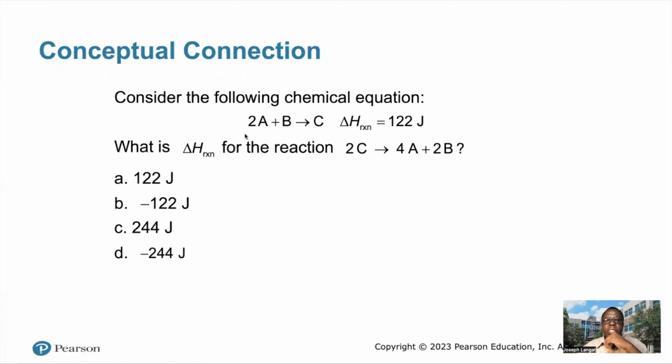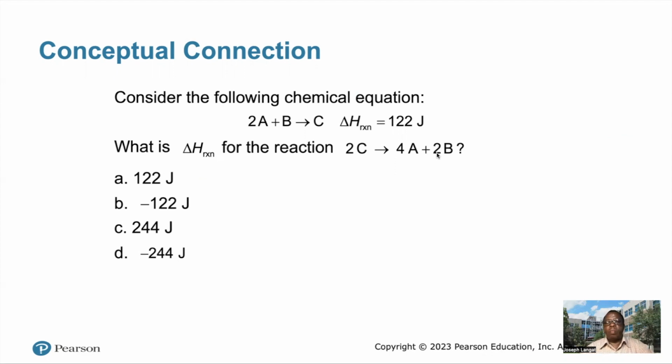For example, this is a thermochemical equation where 2 moles of A combine with 1 mole of B to form 1 mole of C with an enthalpy of reaction given as 122 joules, all right, joules per mole. The question is, what is the change in enthalpy for the reaction 2C breaking down to 4 moles of A plus 2 moles of B?